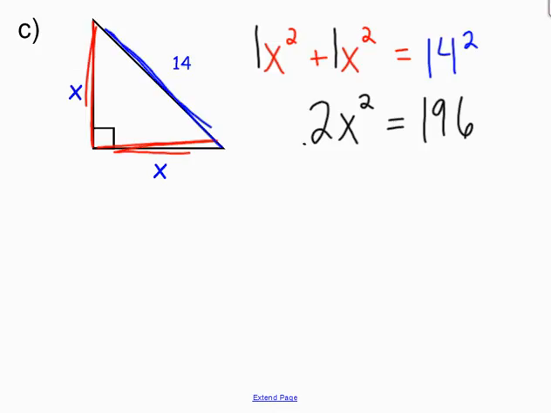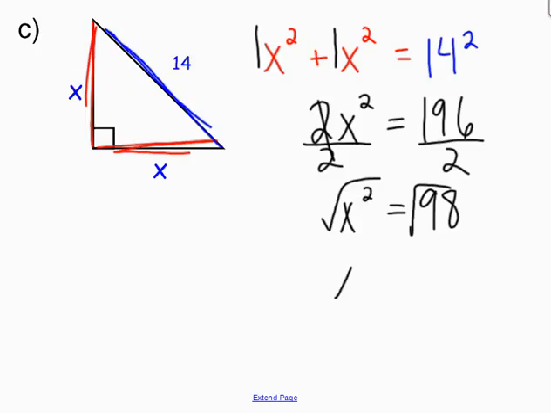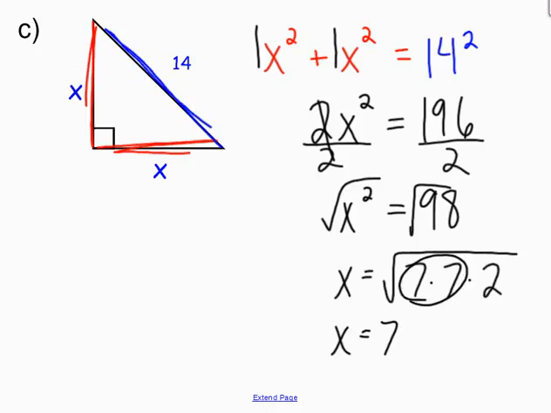2 is being multiplied to it, so I'm going to divide both sides by 2. I'm left with x squared equals 98. Just like before, I'm going to square root both sides to get x alone. 98 is not a perfect square, unfortunately, so I'm going to break it down into its prime factors, which is 7 times 7 times 2. So I see a pair of 7s. Take that out. 7 radical 2 is the answer for x.